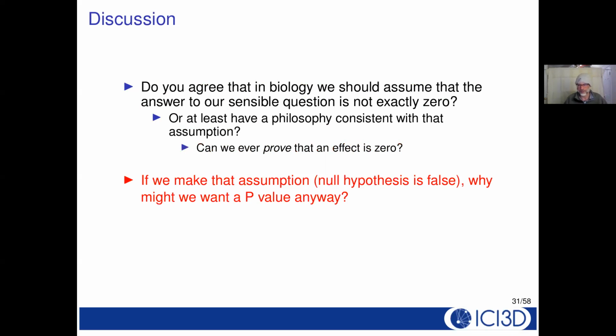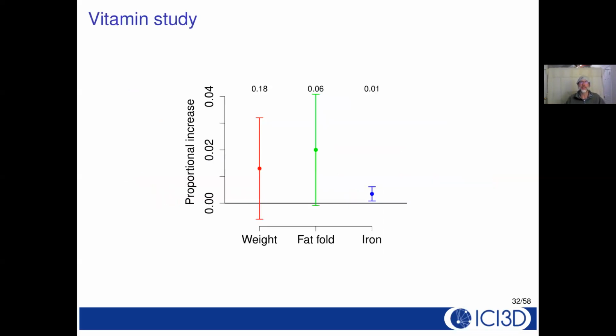For example, the effects that we now see with codon adaptation, and that two genomes that code for exactly the same proteins might nonetheless have tiny measurable differences between them. And then we can ask, well, if we make the assumption that the null hypothesis is false, why might we want a p-value anyway? And my answer to that is going to be what I said, which is that the thing with the significant p-value is the thing that we're confident about the sign. We use the difference from zero in simple cases as a proxy for whether we're confident about sign.